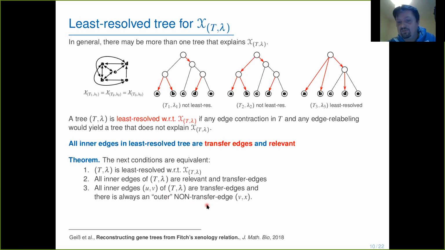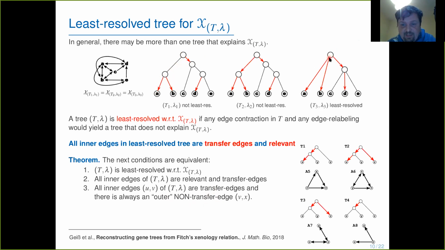That is a non-transfer edge. Right, so if I have, like in this case, only outer transfer edges, then I know it doesn't matter whether this is a transfer edge or not, because it only depends on what happens here on the leaves, on the outer edges to the leaves. So it is an irrelevant edge, and I can contract it to obtain this tree here.